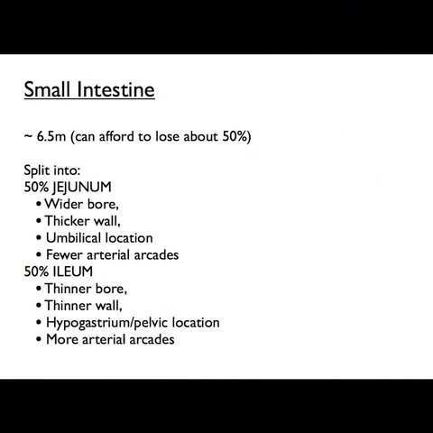The important differences between these are, first of all, the location. The jejunum tends to be in a more umbilical location, while the ileum is more hypogastric and pelvic. The jejunum tends to be wider bore, while the ileum is thinner bore. The jejunum tends to have a thicker wall than the ileum. And finally, the jejunum tends to have fewer arterial arcades supplying each section of bowel compared to the ileum. So those are some basic differences.